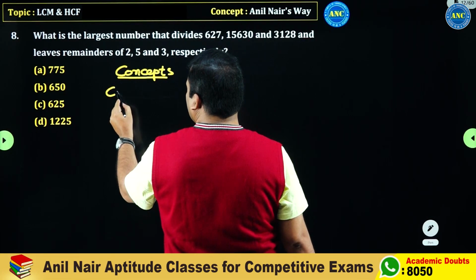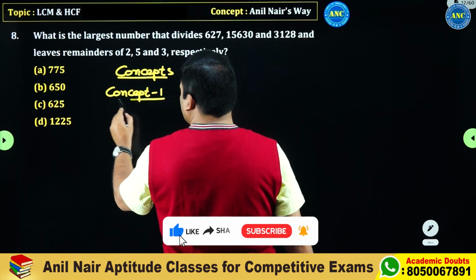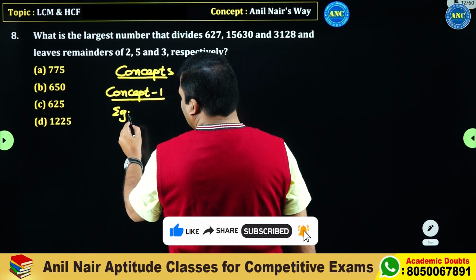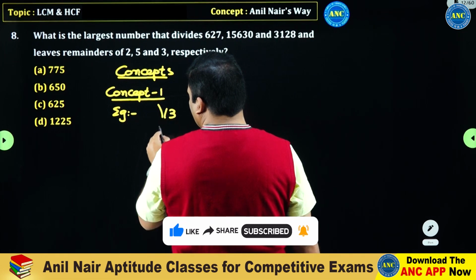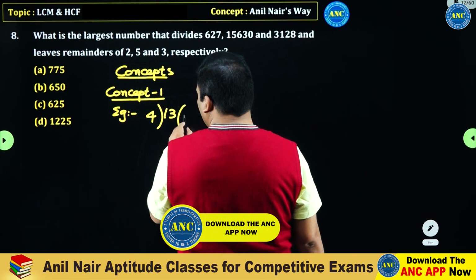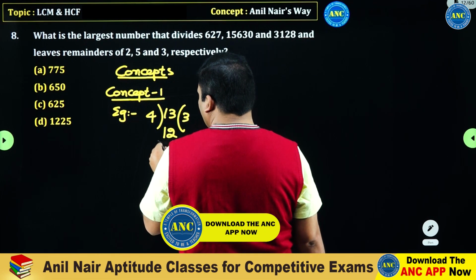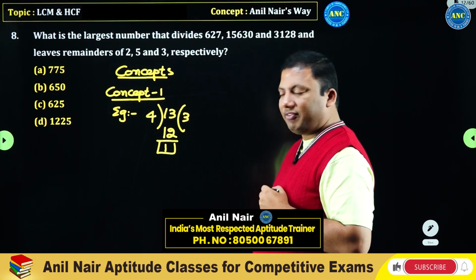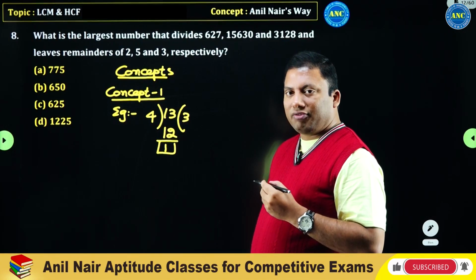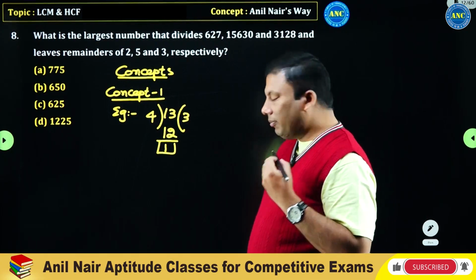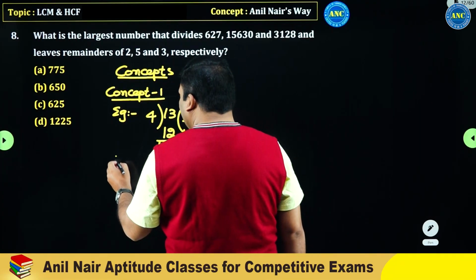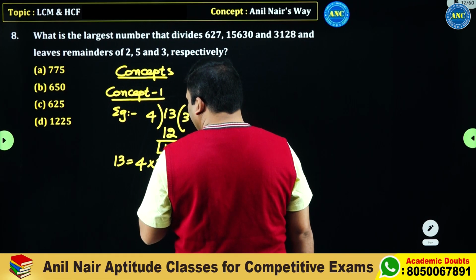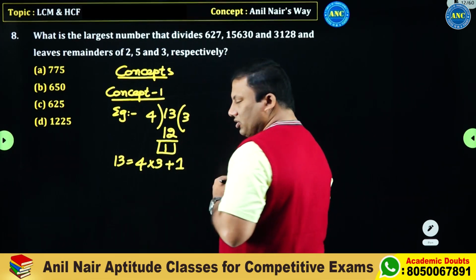Concept 1. I will take an example, then I will discuss concept 1. 13 is there. 13 when divided by 4: 4 3s are 12, remainder is 1. So 13 can be written as 4 into 3 plus 1.